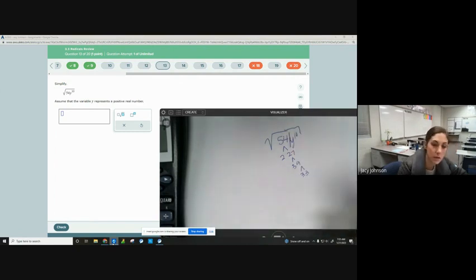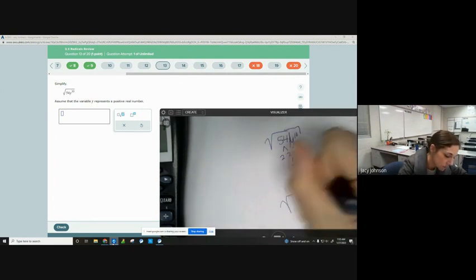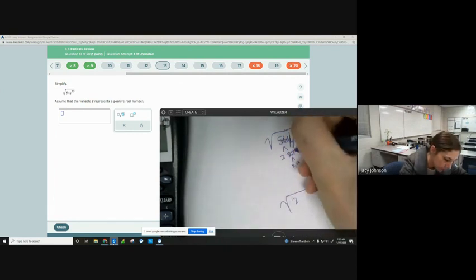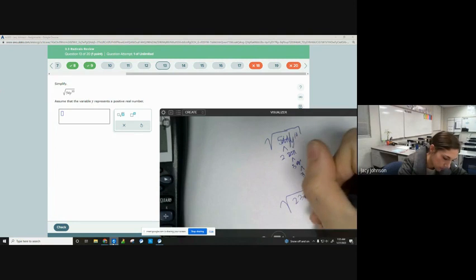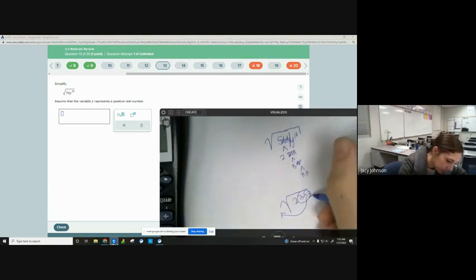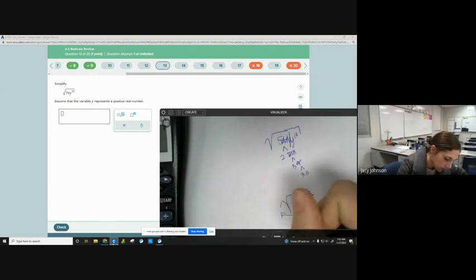Remember, we deal with our radical and our number and our variable separately. So 2, 27 is split, 9 is split. So 2, 3, 3, and 3. I have a pair of 3s that can come out, and a 2 and a 3 left on the inside. So 3's on the outside.